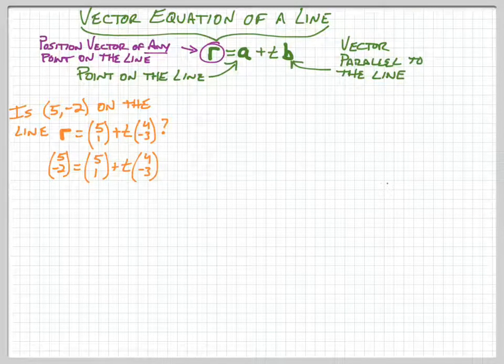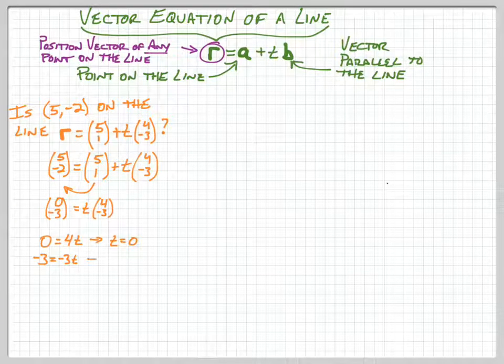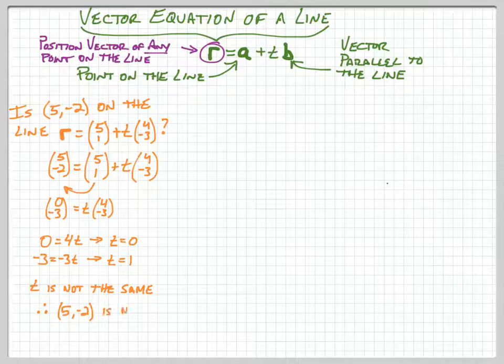Now we're just going to do some basic arithmetic and move our (5, 1) to the other side, subtracting it from both sides. We get (0, -3) equals t times (4, -3). Now we're going to solve for t. So 0 equals 4t, therefore t equals 0. And -3 equals -3t, therefore t equals 1. Well, because t is not the same, then we can assume that (5, -2) is not on the line.